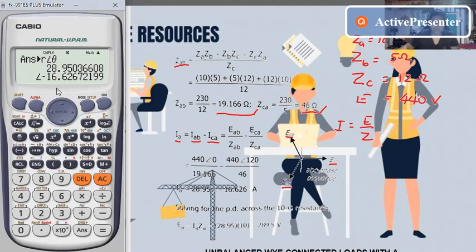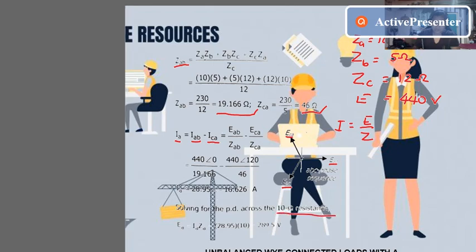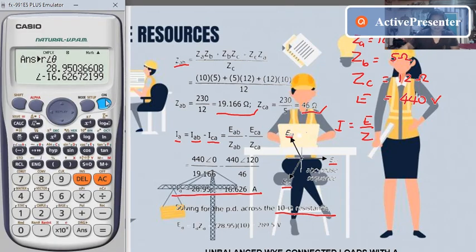16.626 degrees. Since the problem asks for the voltage across the 10 ohms resistance, and since we have solved for our current along A, we can now solve the voltage drop for ZA.